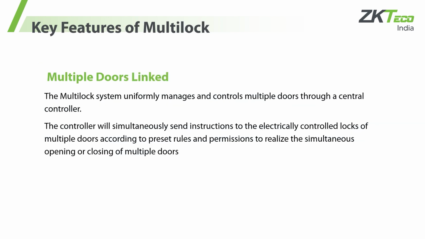Similarly, multi-lock has three main characteristics. The first feature is that the multi-lock system uniformly manages and controls multiple doors through a central controller. The controller will simultaneously send instructions to the electric locks of multiple doors according to preset rules and permissions to realize the simultaneous opening or closing of multiple doors.